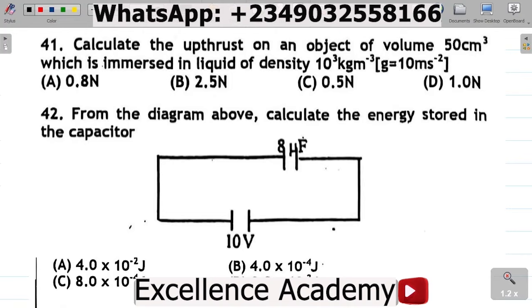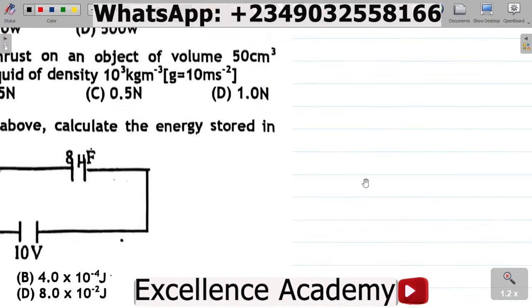Now, how do we solve this question? The first thing we want to do is to identify the parameter in question. The question said we should calculate the upthrust on an object. You want to note that upthrust is simply a force that acts on an object when it is being immersed. By immersed, we mean put inside a liquid. So here's the thing.